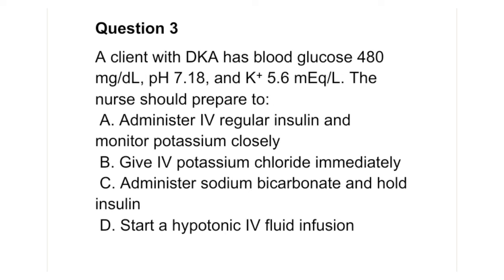Question 3. A client with DKA has blood glucose 480 mg per deciliter, pH 7.18, and K 5.6 milliequivalents per liter. The nurse should prepare to: A. Administer IV regular insulin and monitor potassium closely. B. Give IV potassium chloride immediately. C. Administer sodium bicarbonate and hold insulin. D. Start a hypotonic IV fluid infusion.